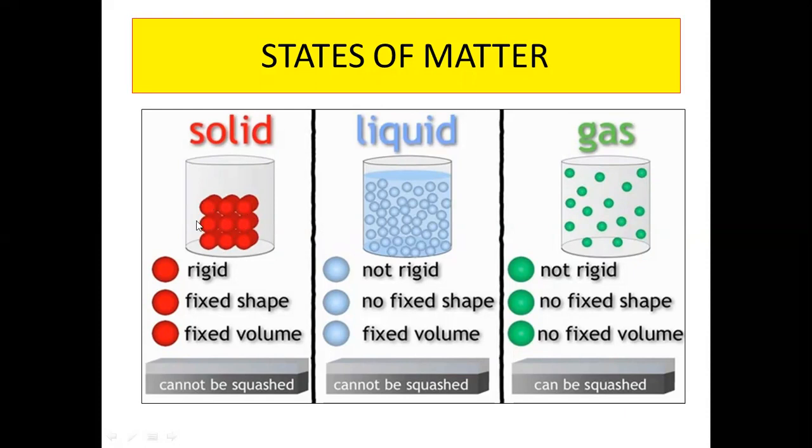So by looking at this, we can see that the solids are rigid. They have a fixed shape and they have a fixed volume. Why? Because the molecules in case of solid are so tightly packed that they vibrate only at their positions. They cannot move from one place to another. They are tightly held by the intermolecular force.